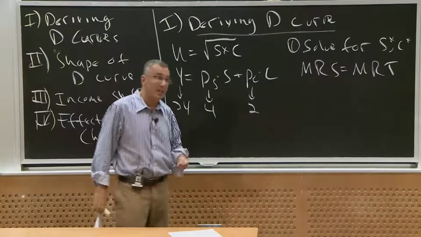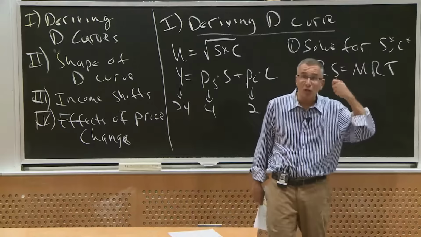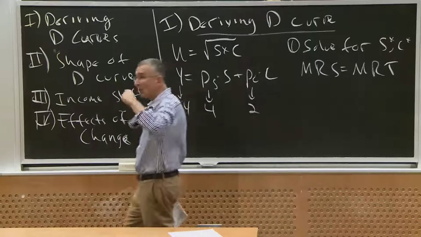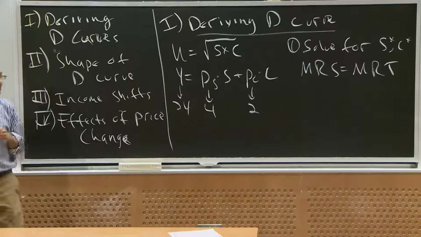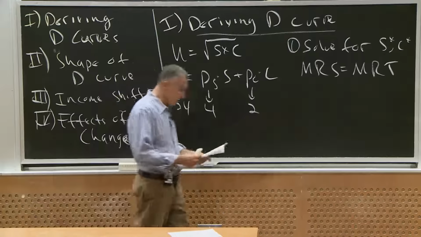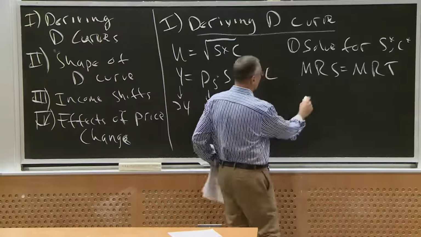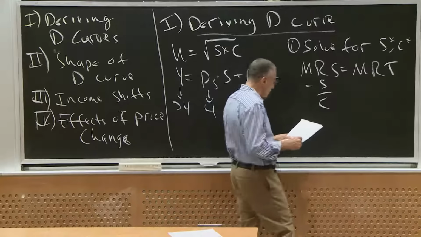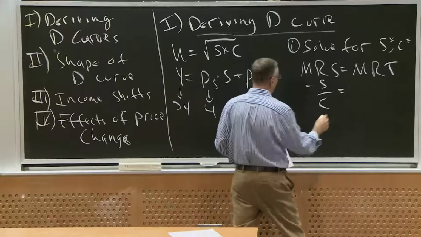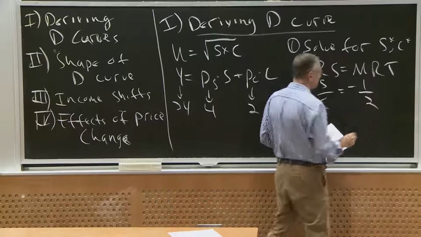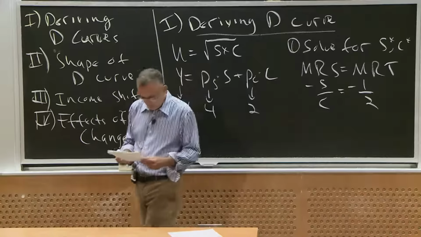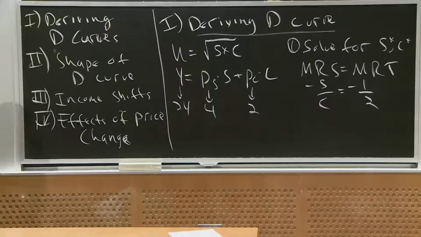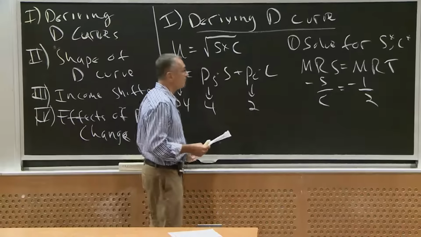Remember, it's marginal thinking in economics. It's the next unit. You want to consume pizza and cookies until the next unit makes you as happy as the price the market charges. How happy does it make you? Well, that's your marginal rate of substitution. That's minus S over C. What does the market charge? Well, that's minus the price ratio, which is minus a half. So we derived that two lectures ago. That is the constrained optimization.